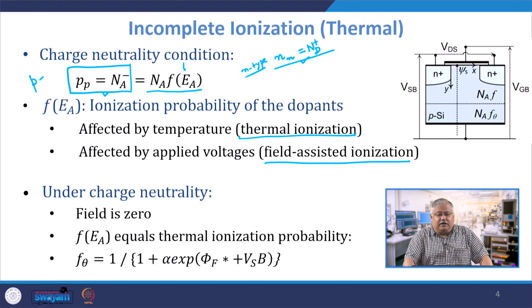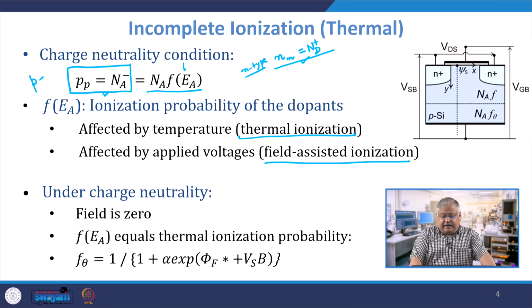So, there are two types of ionization which are prevalent. There are other ionizations as well, but for this particular lecture, two ionizations: one is thermal ionization, another is field assisted ionization, and these two play an important role as far as dopant species are concerned.